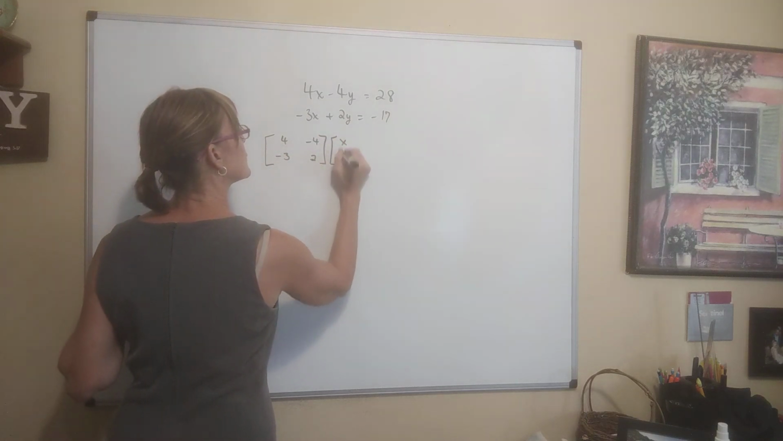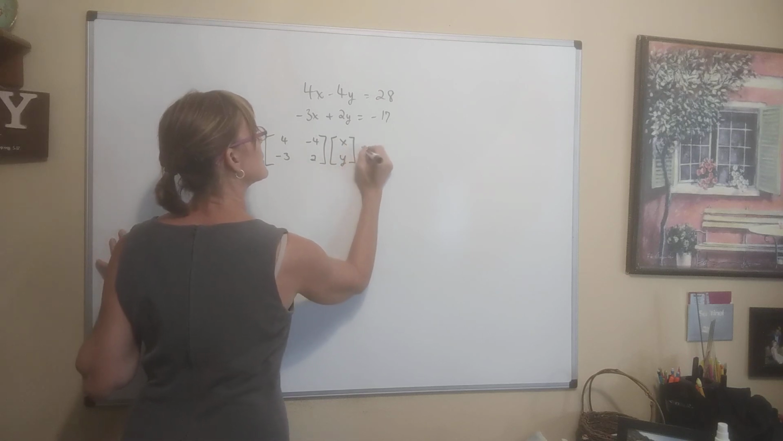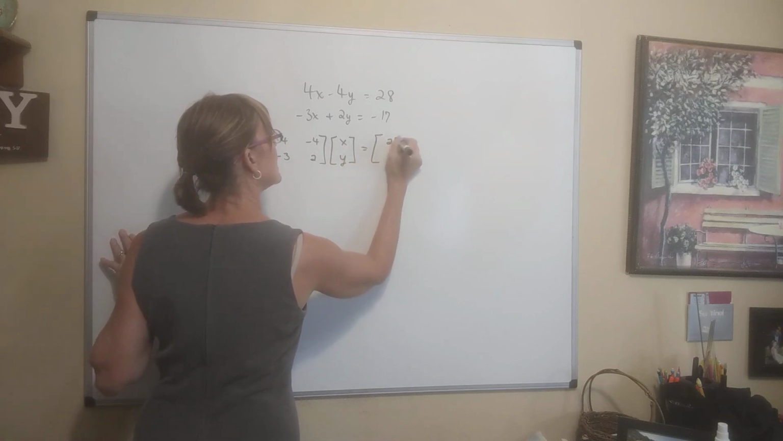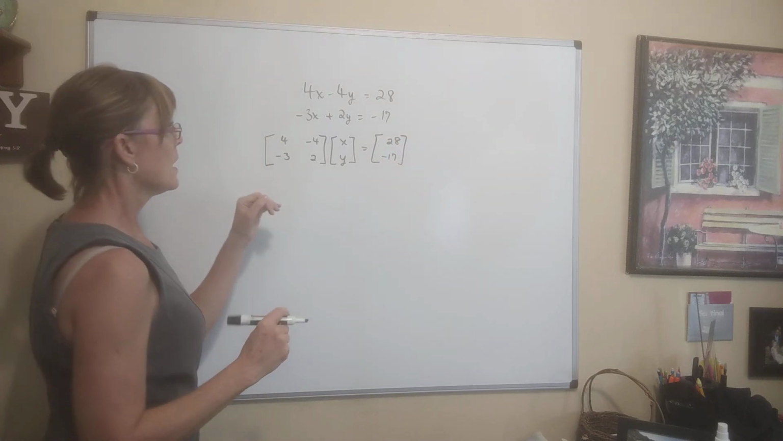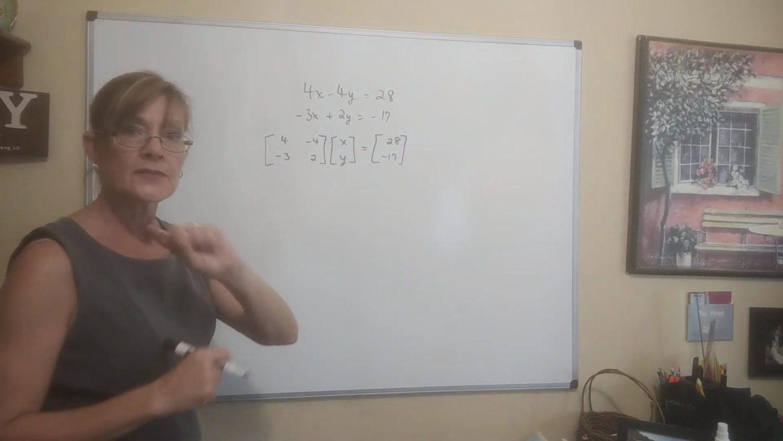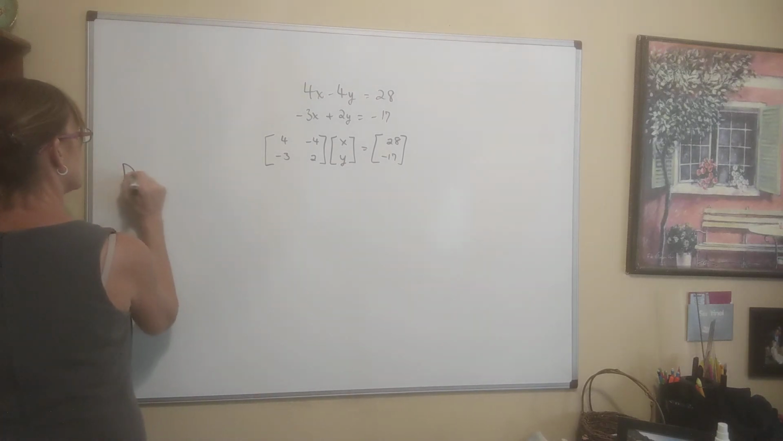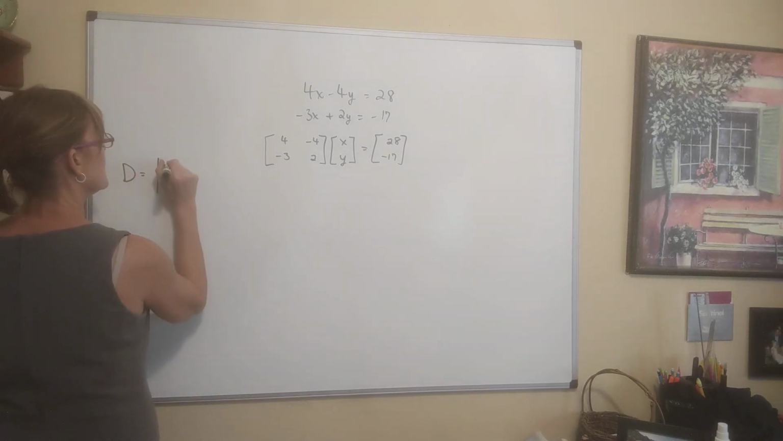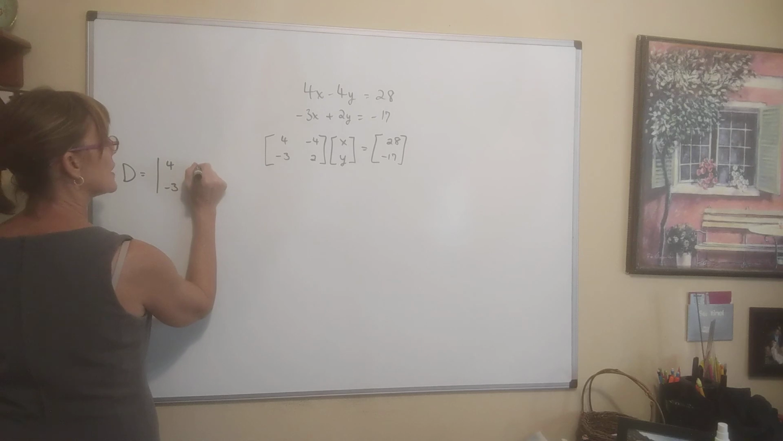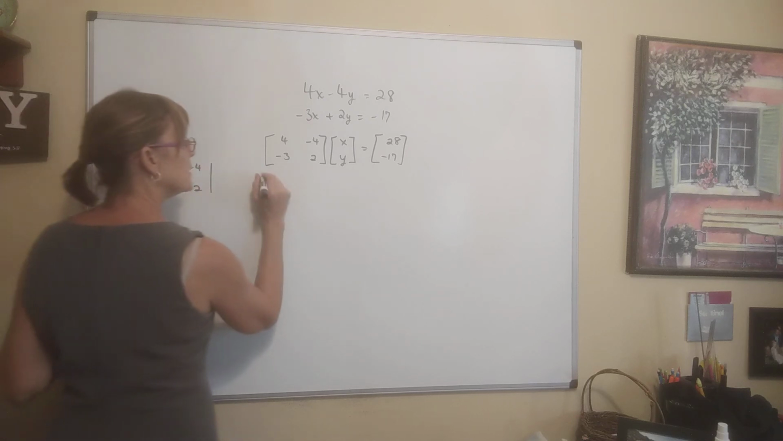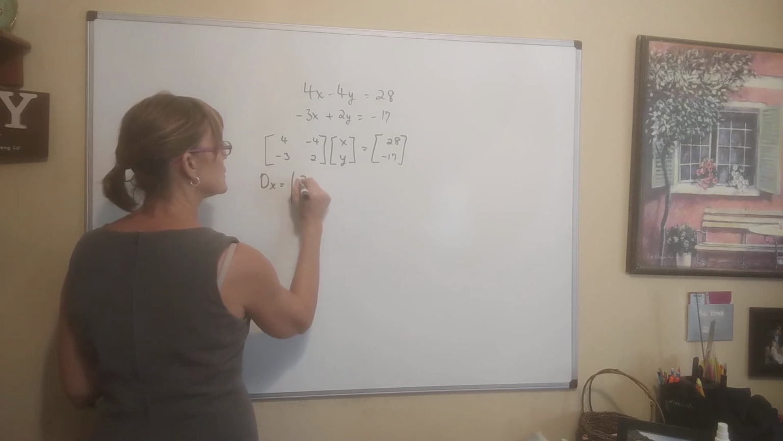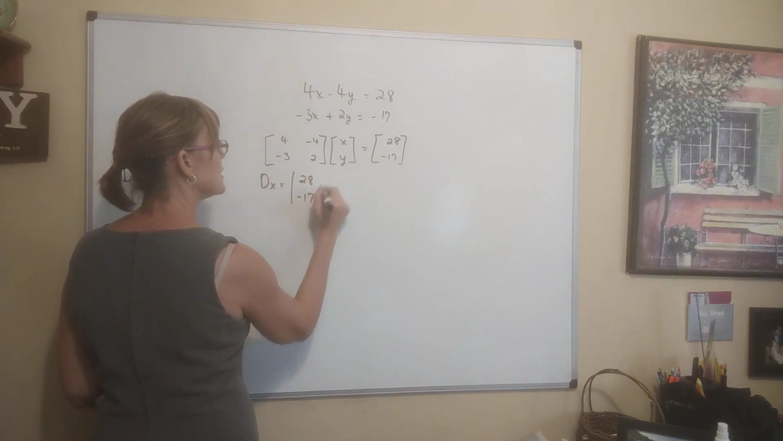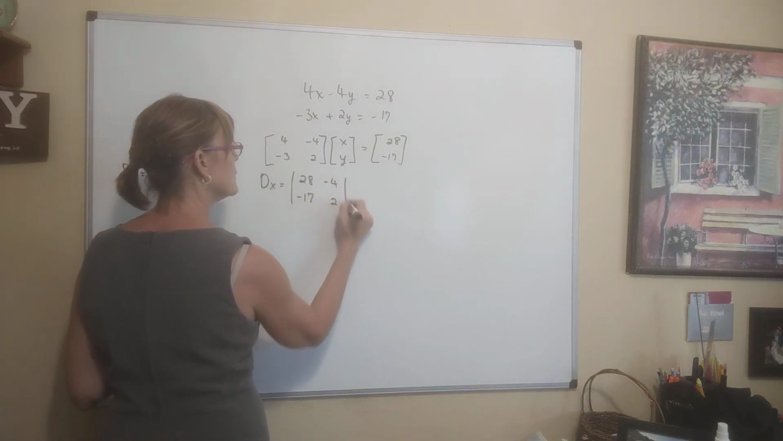All right, this is our matrix equation. 28, -17. All right, so Cramer's rule is a bunch of determinants. So let's find D. I'm sure that I'll ask you to write this down. 4, -3, -4, 2. d sub x, replace the x column with this: 28, negative 17, negative 4, 2.